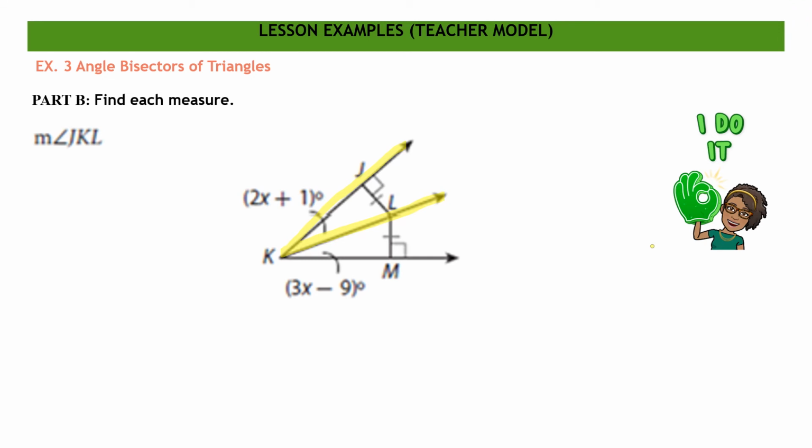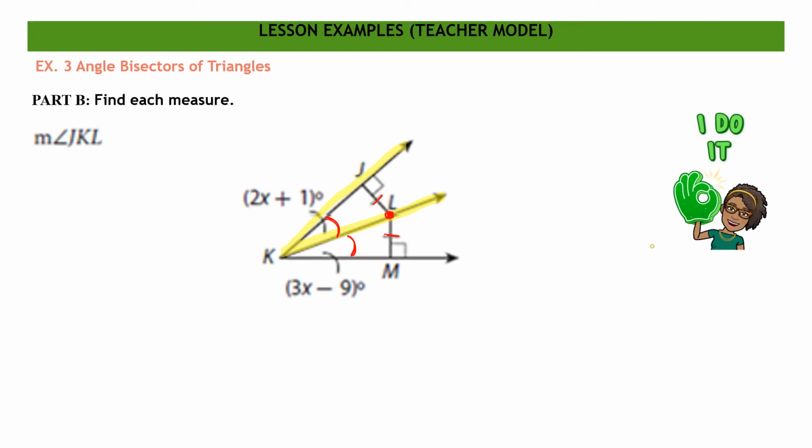So once again, JKL is a part of a bisector of JKM. So JKL and MKL are two equal angles. I also see that KL includes point L, which is equally distant from the two rays KJ and KM.